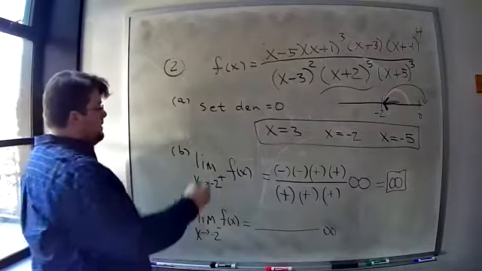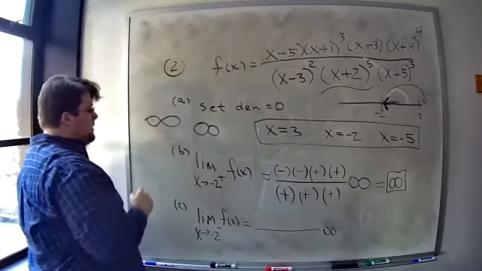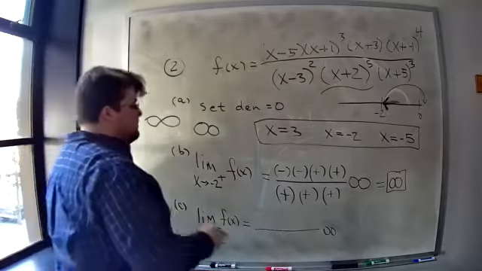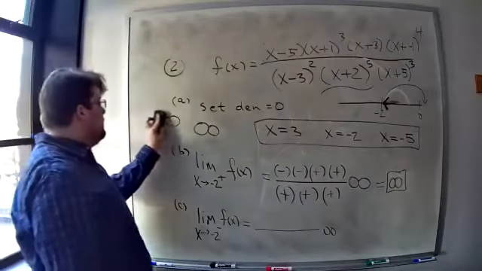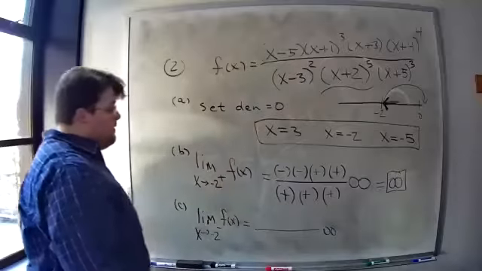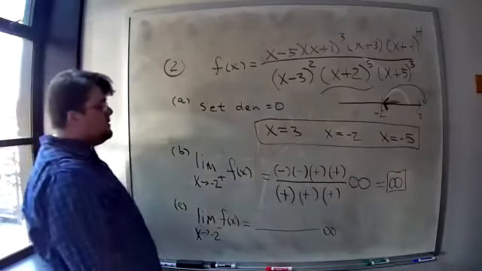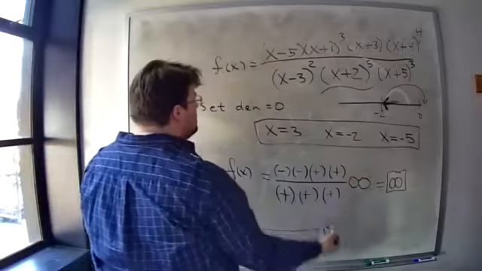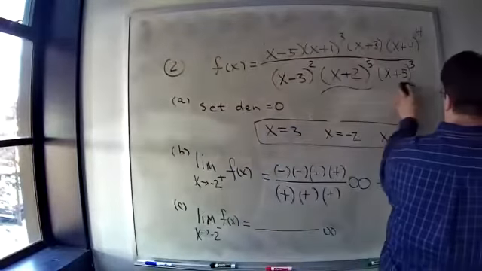I may have mentioned in lecture, I draw my infinities with 2 circles. You could draw it as like a sideways 8, but I find the 2 circles easier to draw. So for part C, we're looking at the other side of -2, and again, for the same reason as part B, we know it's going to be an infinity. We just have to figure out positive or negative.